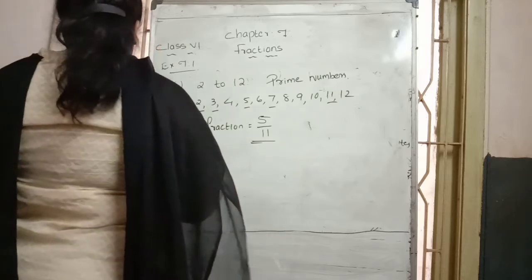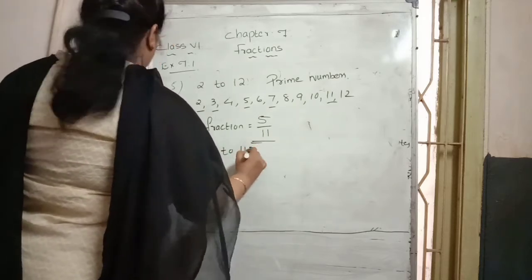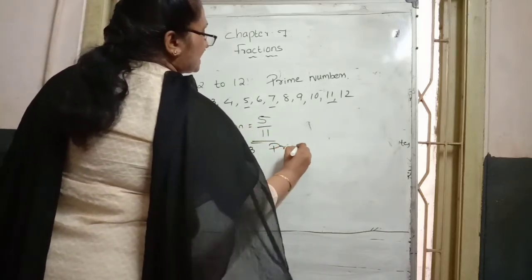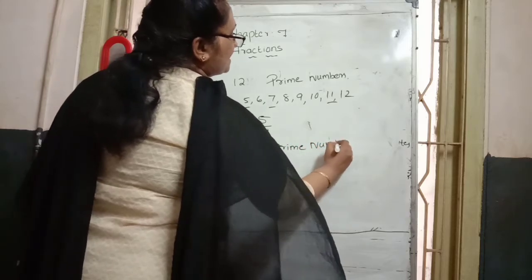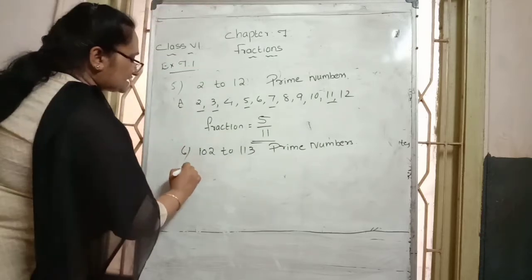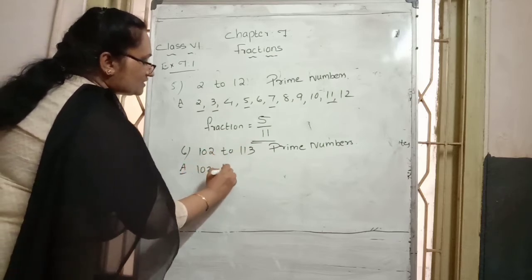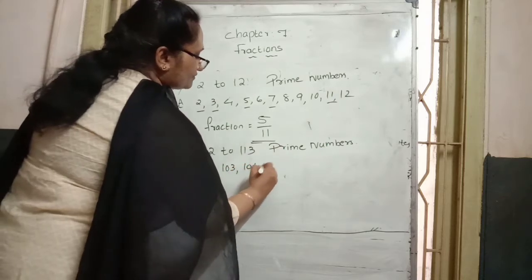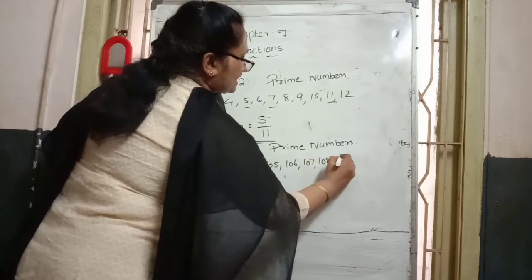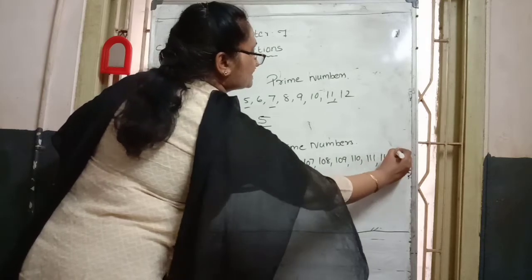Next, the sixth question is also like that. Write the natural numbers between 102 and 113. Write their prime numbers, find how many prime numbers there are, and write them in fractional form. So what are the natural numbers between 102 and 113? We have 102, 103, 104, 105, 106, 107, 108, 109, 110, 111, 112 and 113.